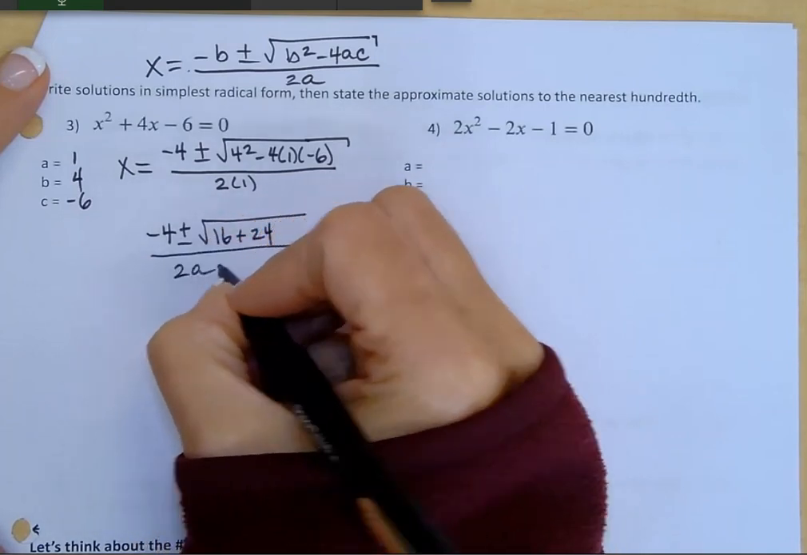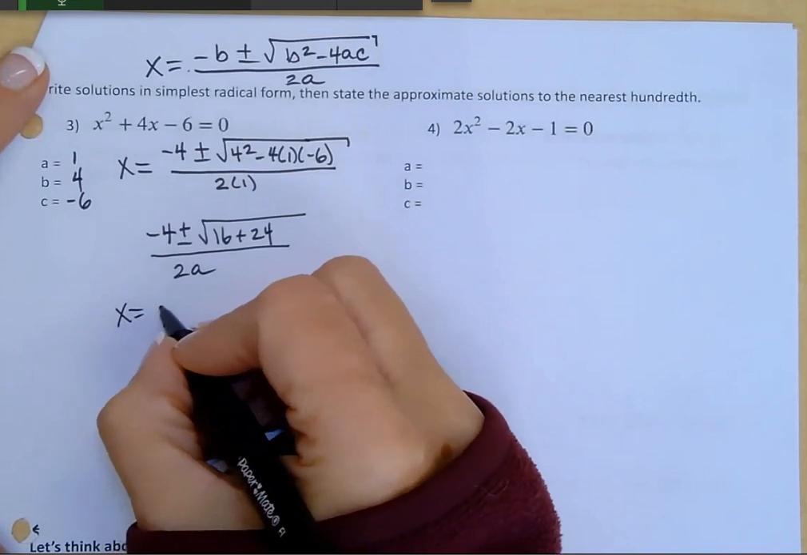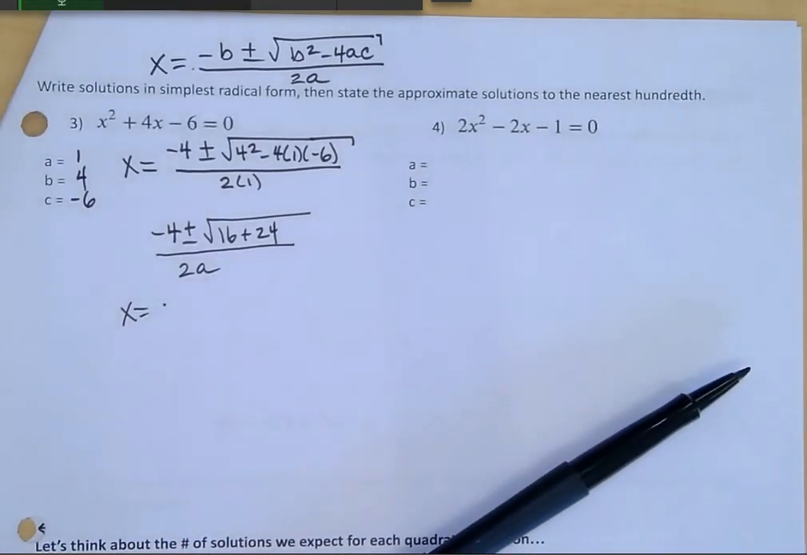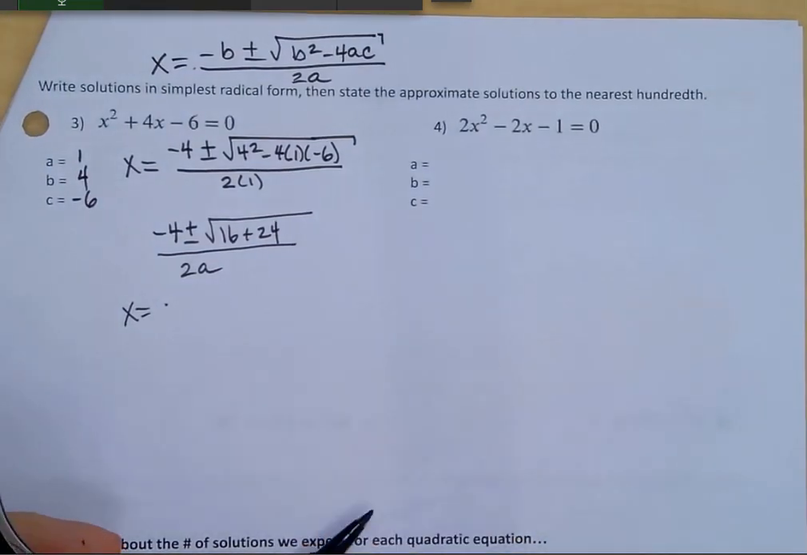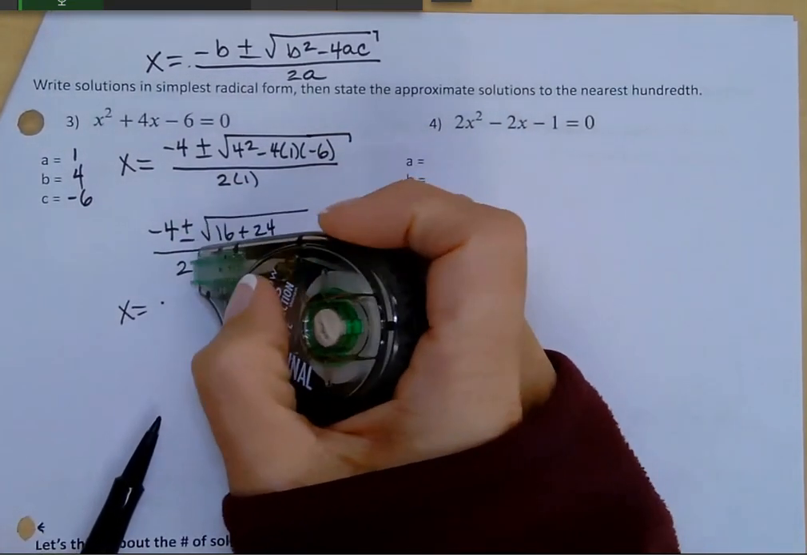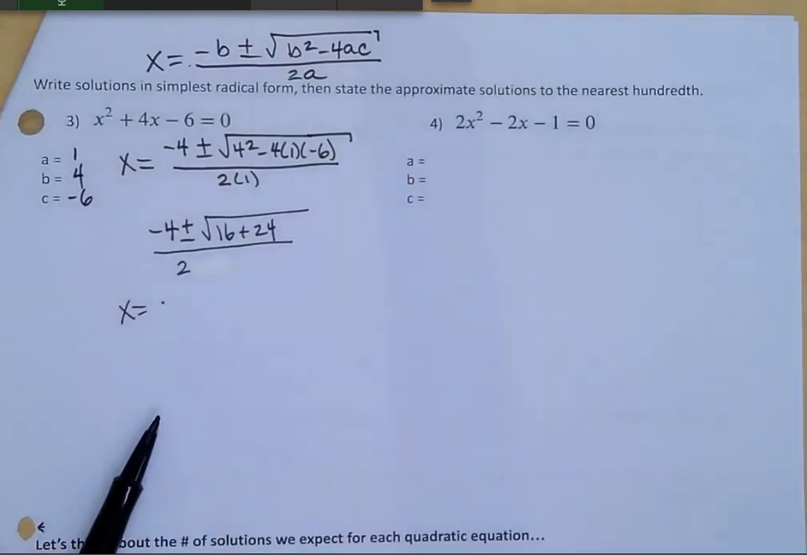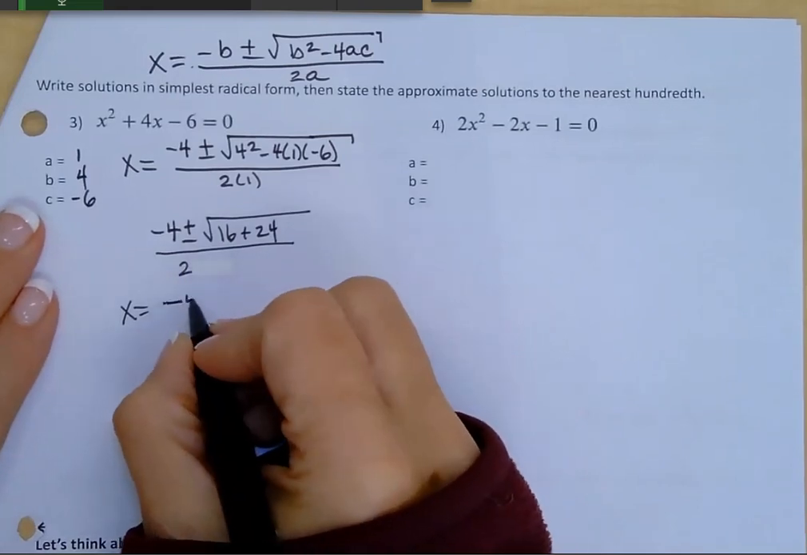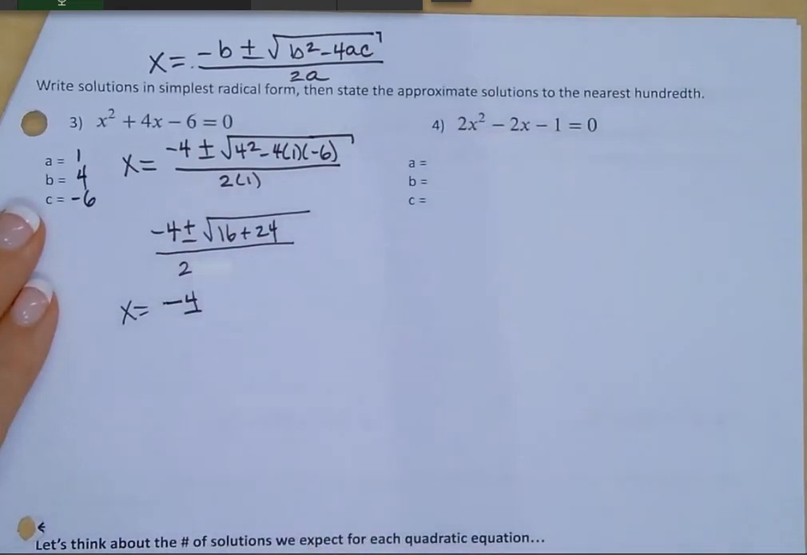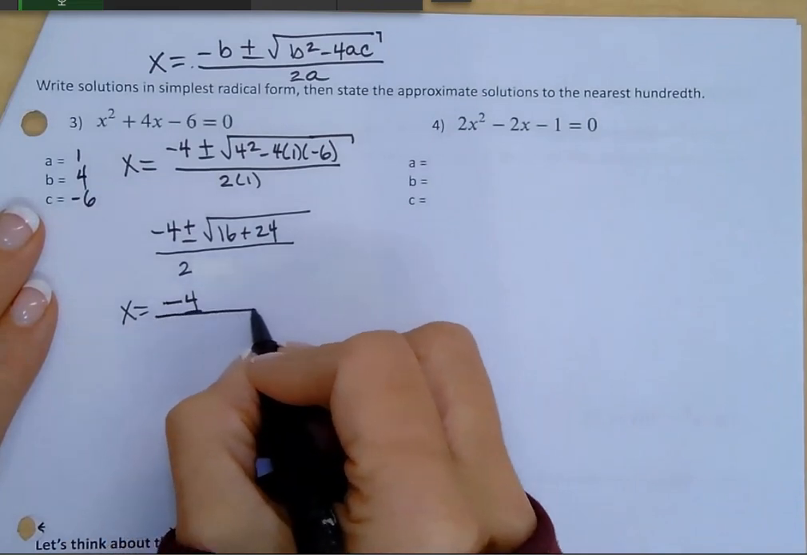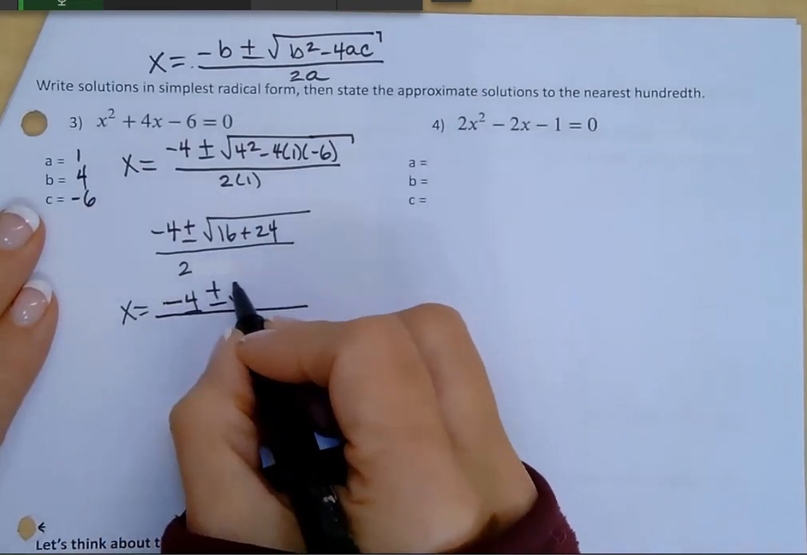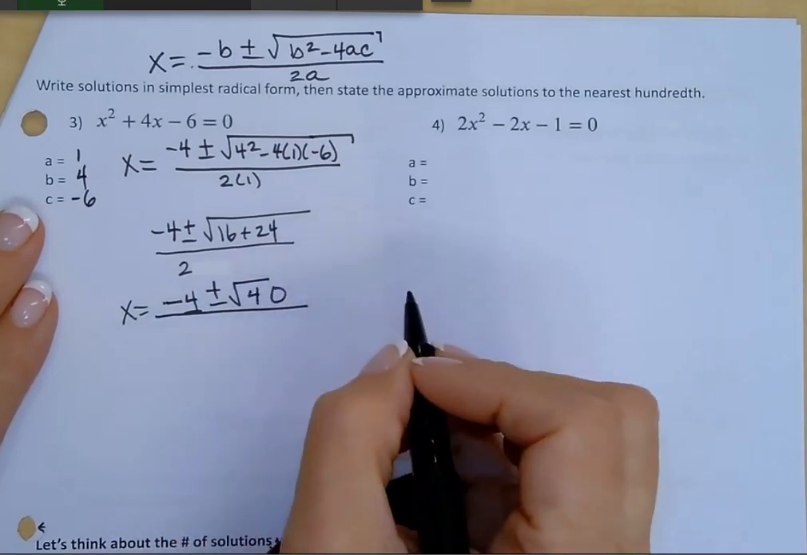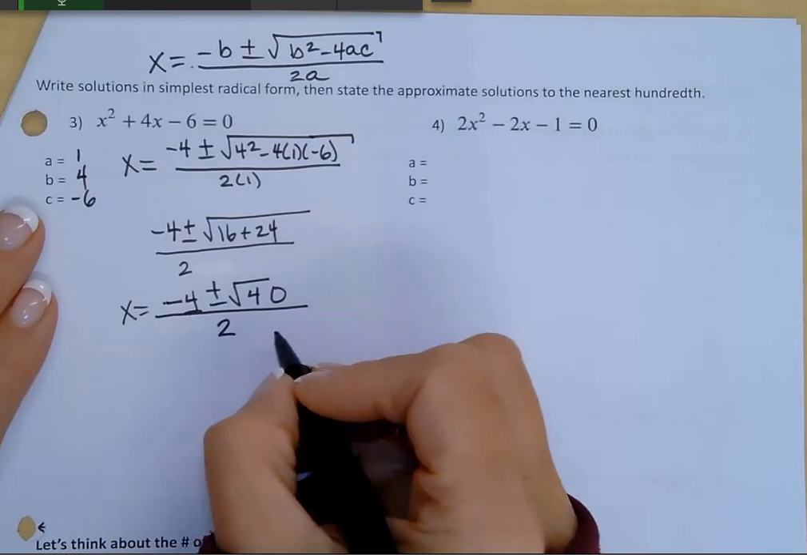X equals negative 4 plus or minus the square root of 16 plus 24 all over 2a. Forgive me, I don't want to say 2a, I want to say 2 times 1. I know what a is. A is 1, so that's just going to be 2 in that denominator. And so I know x equals negative 4 plus or minus, well, we're going to have a fraction anyway, aren't we? Negative 4 plus or minus the square root of 16 plus 24, it looks like 40. And so that's all over 2.